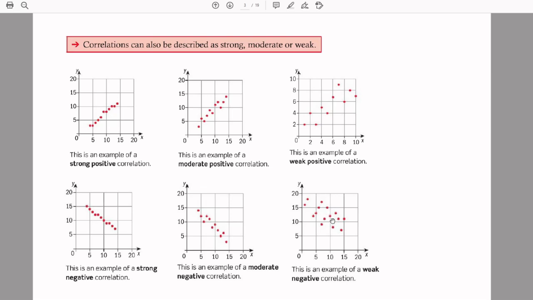And then this is a weaker one where there is a pattern, but if you were to draw the line of best fit, the points are further away from that line, so it's quite weak, but there does seem to be a pattern.